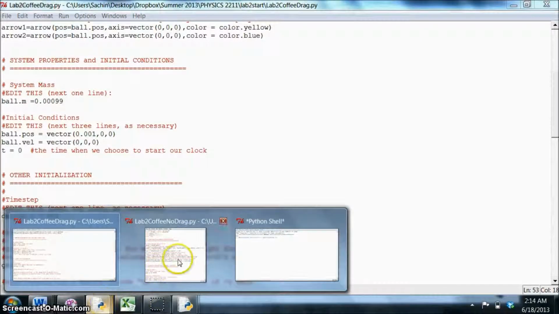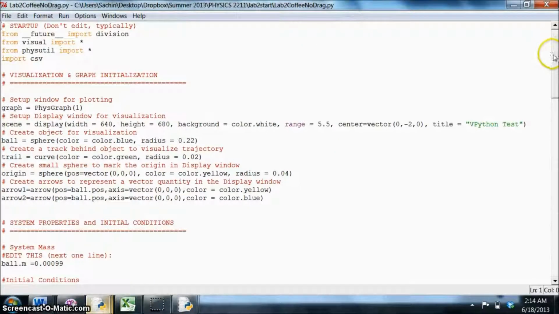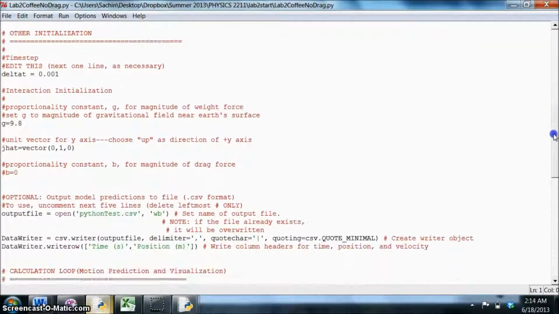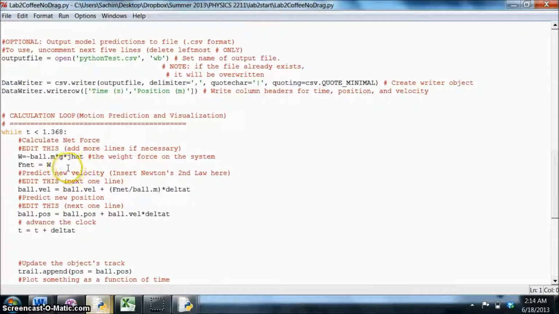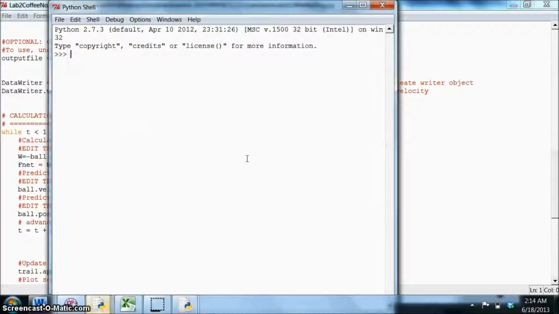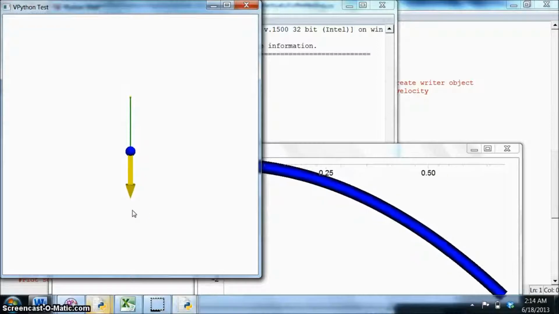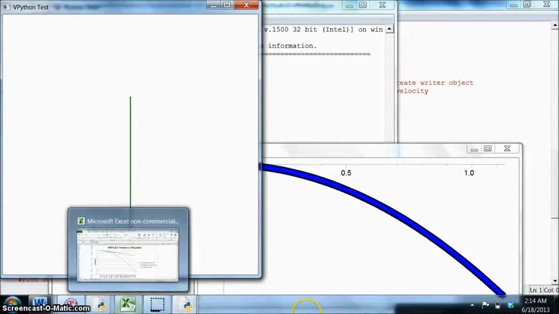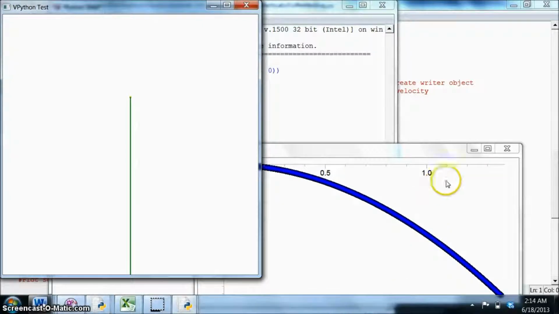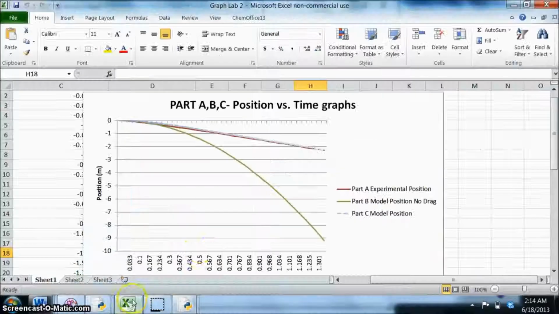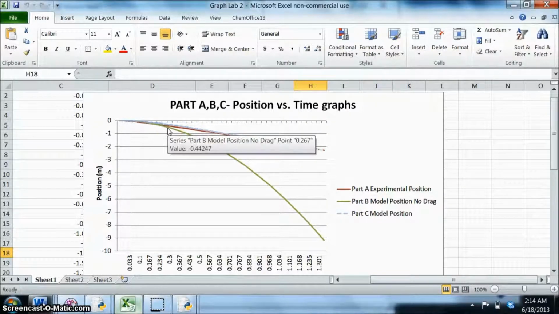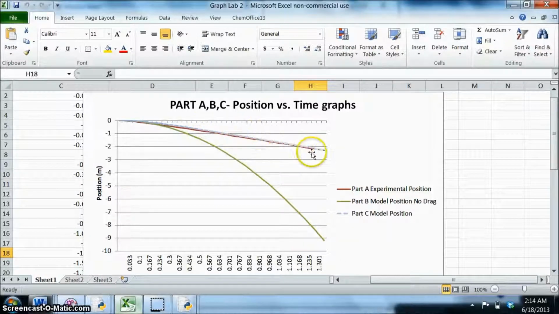So now let's examine the same code with no drag, only the effect of gravity. The only thing different here, everything is the same, we just take off the drag force. So the drag force is gone, and the F net is equal to gravity, and if you run this, it's just going to fall in a straight line. This yellow represents the weight force, and the object just falls, and it's going to run off the page here too. Now, I haven't talked about the graphs yet, so I'm just going to put them all in one and talk about them. So part A was the experimental, part B was the model position with no drag, and part C was the model position with drag.